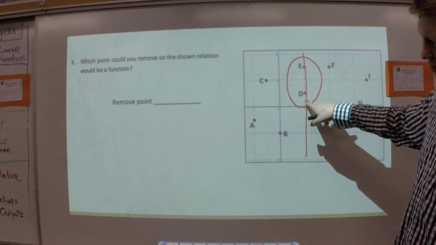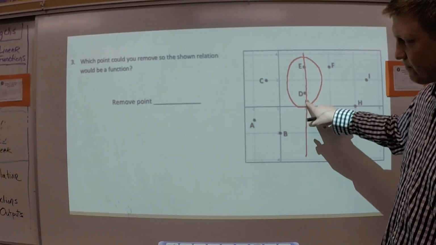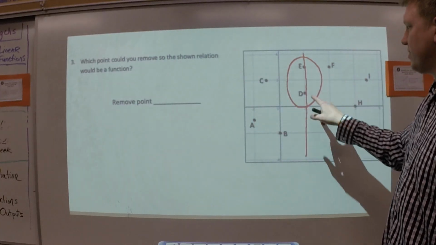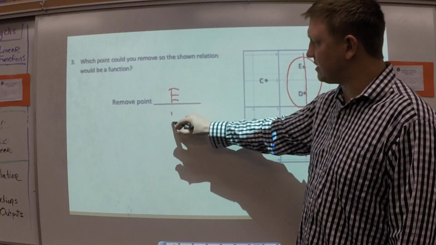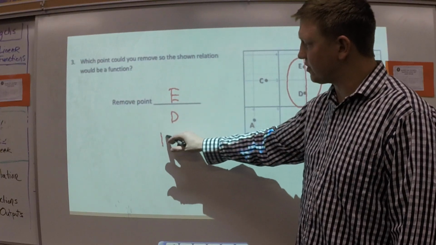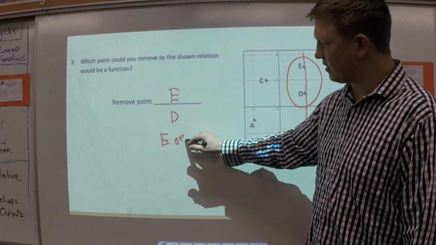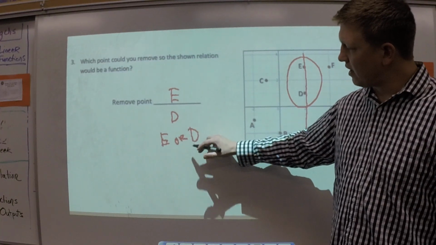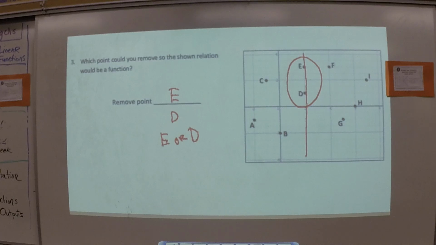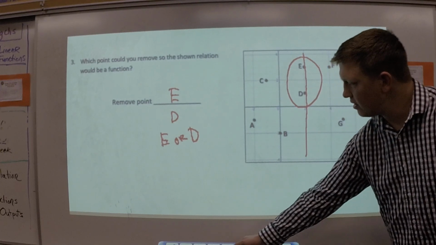If they're on the same vertical line, then we say, no, it's not a function. Which one can you remove? Well, you could say E, you could say D, or as your answer, you could say E or D, if you're recognizing that it could be either one, honestly, could be removed. All right, so not too bad.